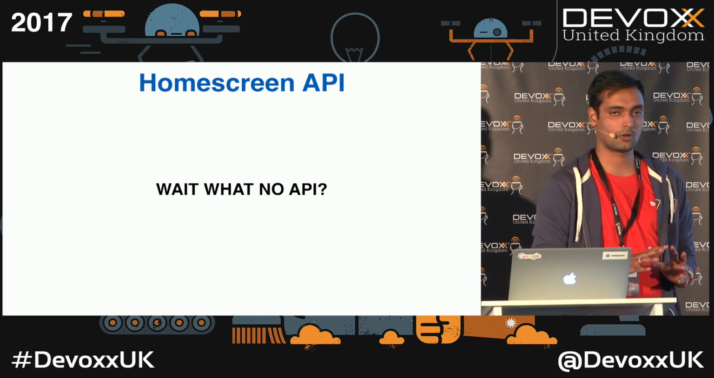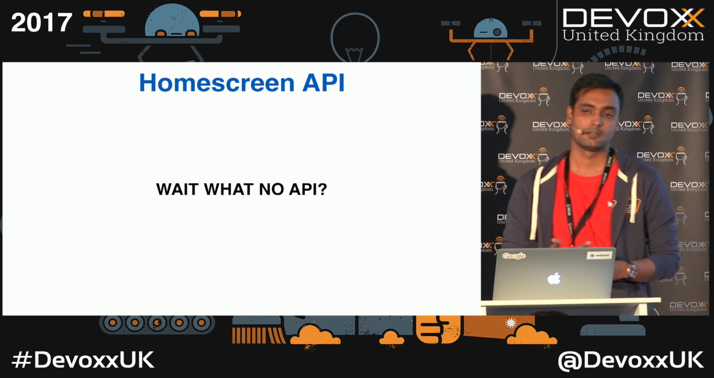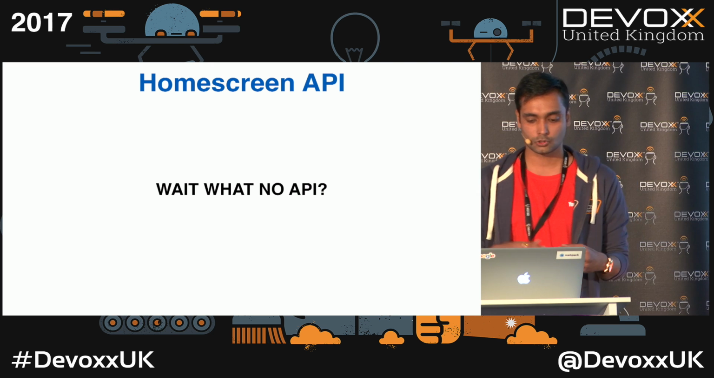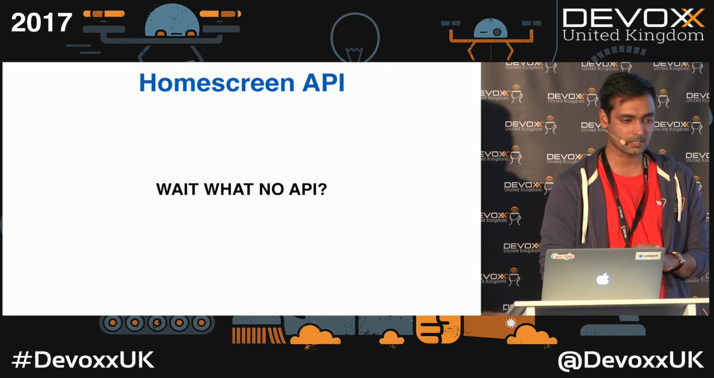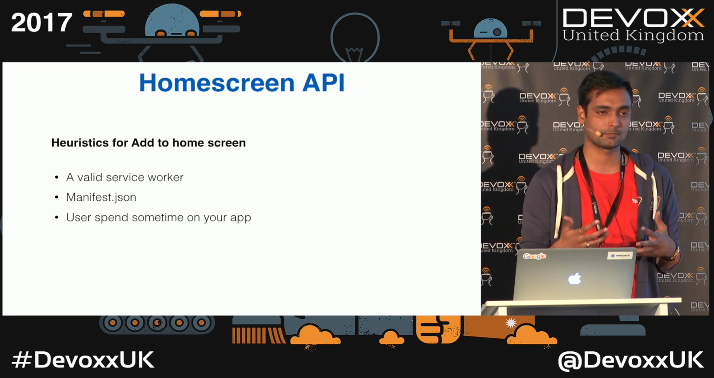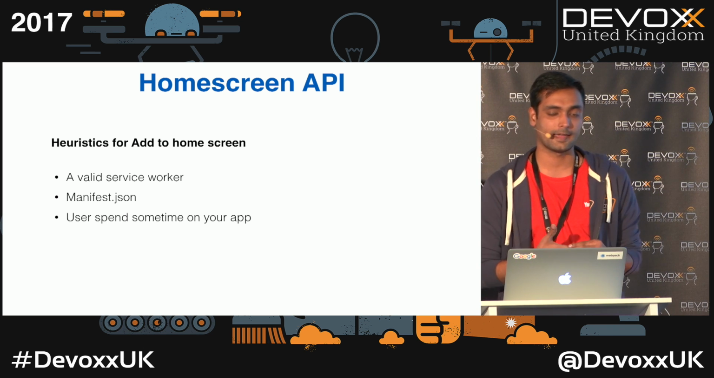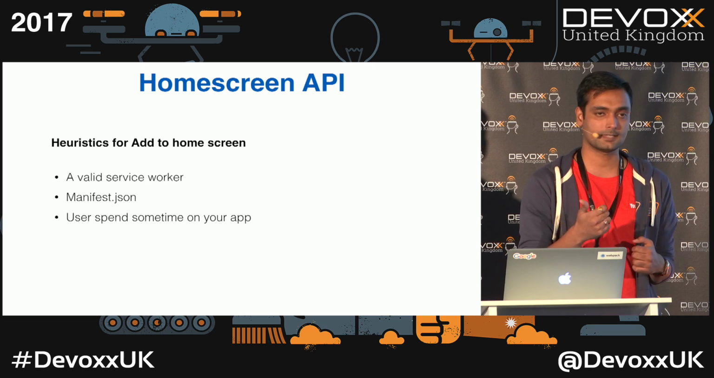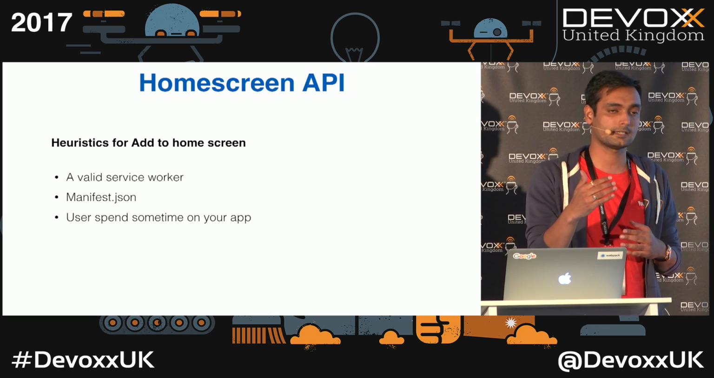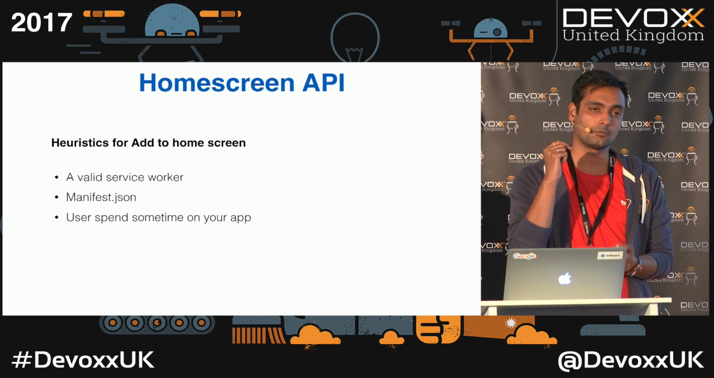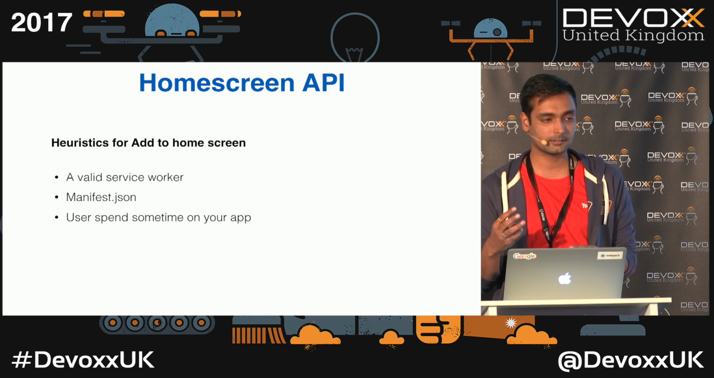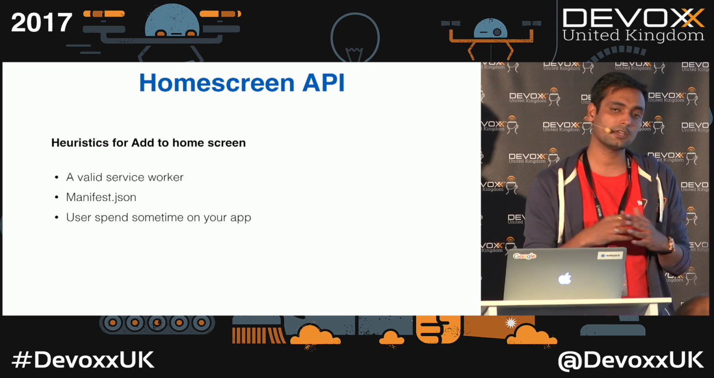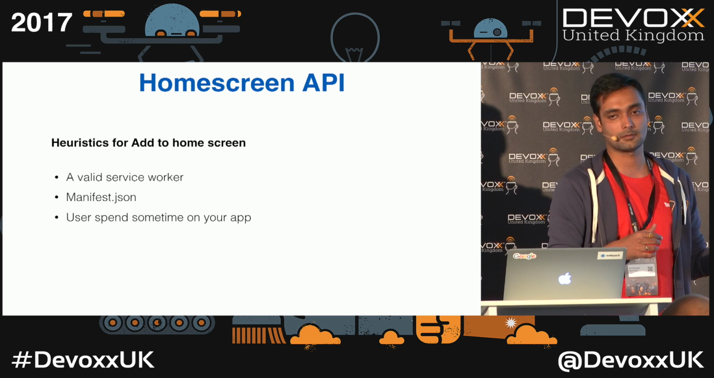Okay, but the entire home screen story has no API to it. There is no piece of code that you can run in your JavaScript to show that particular banner to the user. So how do we basically do it? The browser has a few checks before it shows the banner itself. There are a few heuristics, like your website should have a valid, active service worker running in the background. Next, there should be a manifest added to your index.html and every HTML that the website is being added to a home screen from. And third, the user should have spent some amount of time on your website. If these three conditions match, the browser itself shows the add to home screen banner.